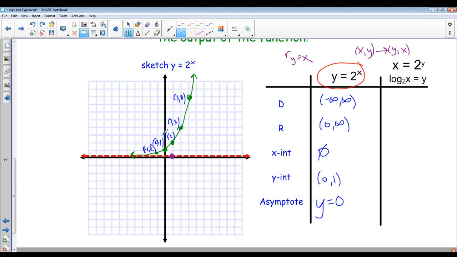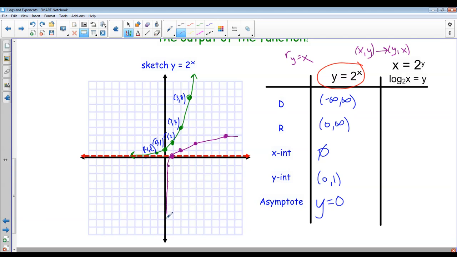And then we know the point 1, 2 is on my exponential, so the point 2, comma 1 is on my log function. 2, 4 becomes 4, 2. 3, 8 becomes 8, comma 3. And the same thing happens here: negative 1, comma 1/2 becomes 1/2, negative 1. And just like that exponential function gets closer and closer to the x-axis, this log function gets closer and closer to the y-axis.